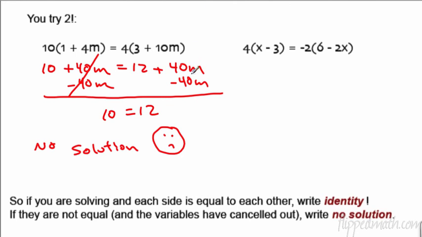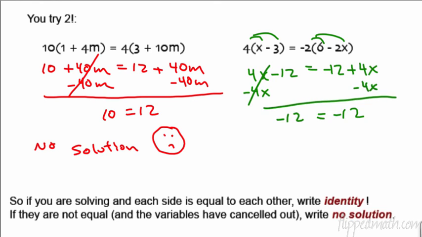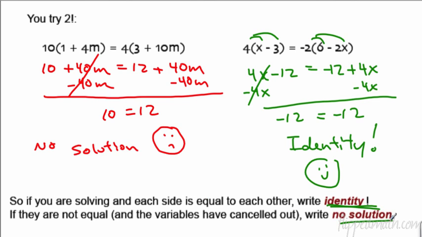Oh, man, they cancel too. On the right-hand side, after you distribute, what do you get here? Distribute both sides. We get 4x minus 12 equals negative 12 plus 4x. You subtract 4x from each side, and you're going to get negative 12 equals negative 12. That's an identity. Okay, and why is it that identities are happy and no solutions are frowny? So if you're solving and each side of the equation is equal to each other, you write identity. Otherwise, you write no solution.